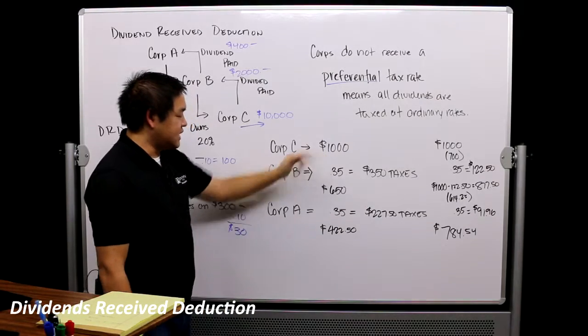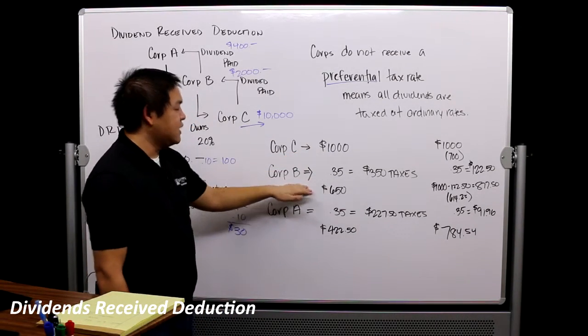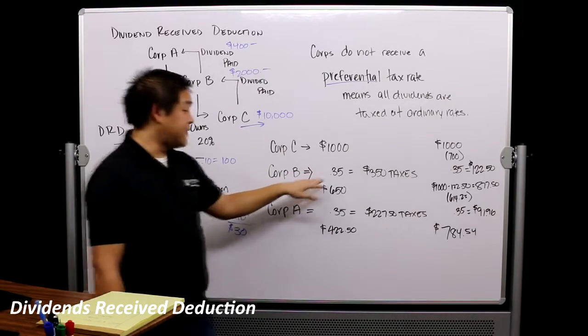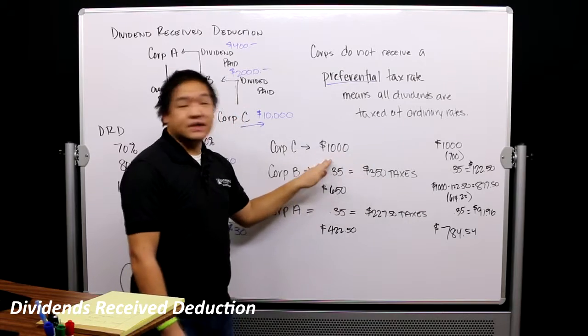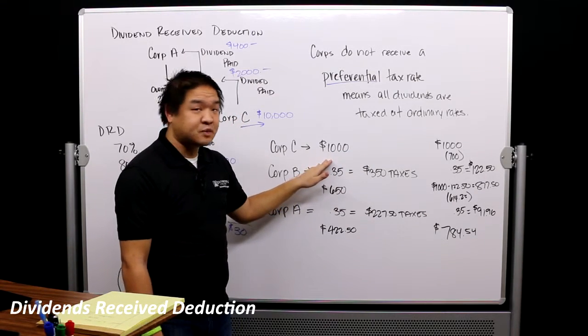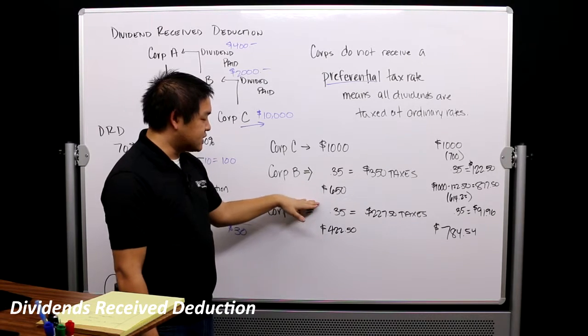So Company C has $1,000. They distribute that dividend to Company B. Company B's tax rate is 35%, which means they would have to pay $350 in taxes for this $1,000 that they received. Okay? So what would they have left? Well, they would have $650 left.